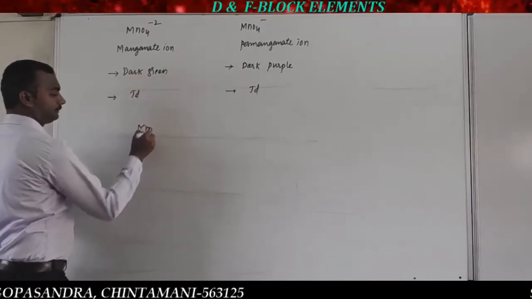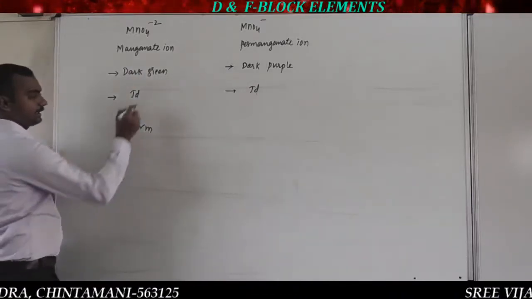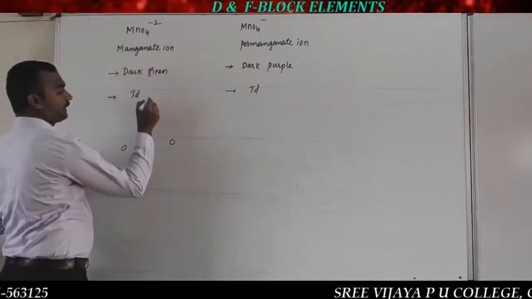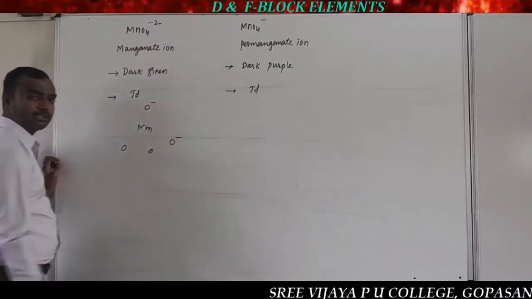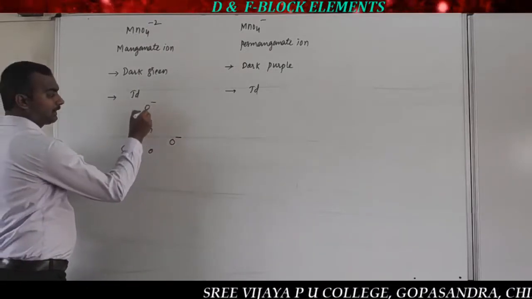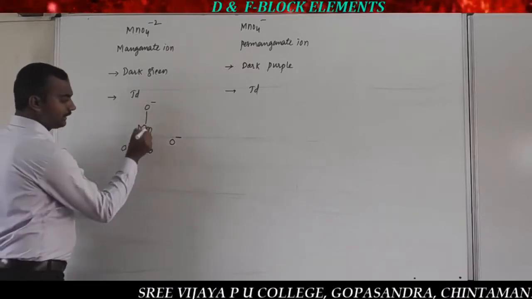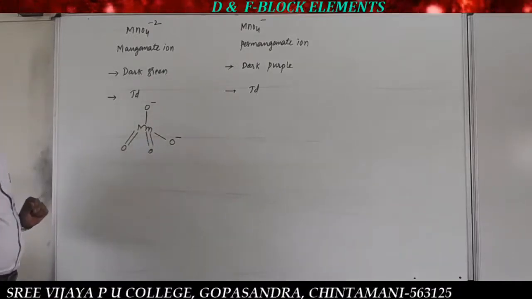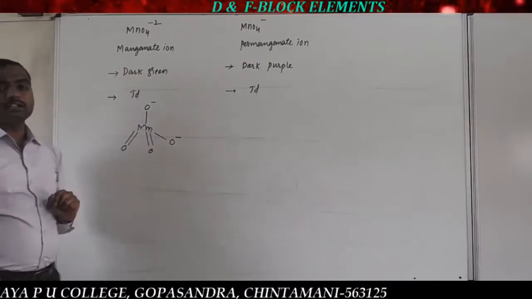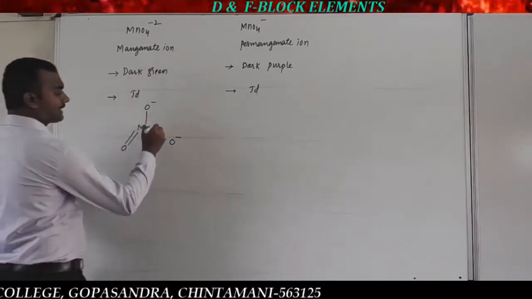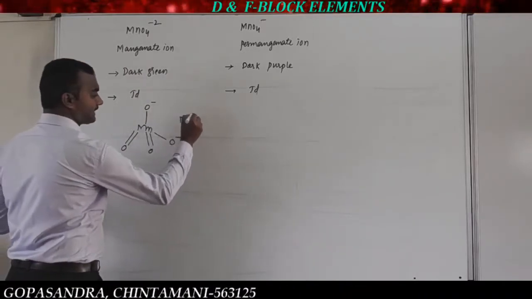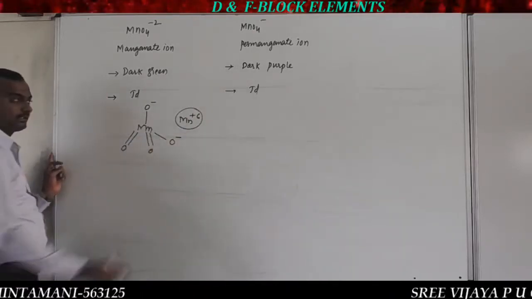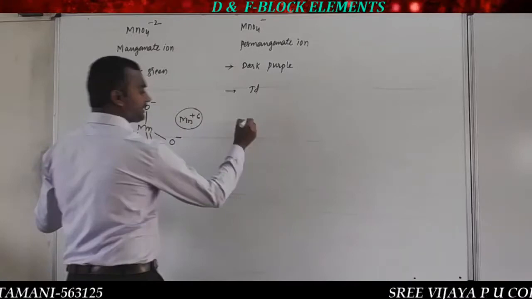What is the structure of the manganate ion? Mn is surrounded tetrahedrally by 4 oxygen atoms, tetrahedral geometry. Since the charge is -2, oxygen will appear as O minus, attached by a single bond. Here also a single bond, and here there are double bonds. What is the oxidation state of manganese in the manganate ion? Manganese has the oxidation state Mn plus 6. So 6 bonds will be correct.